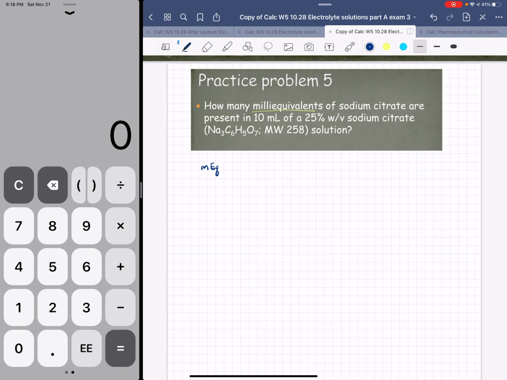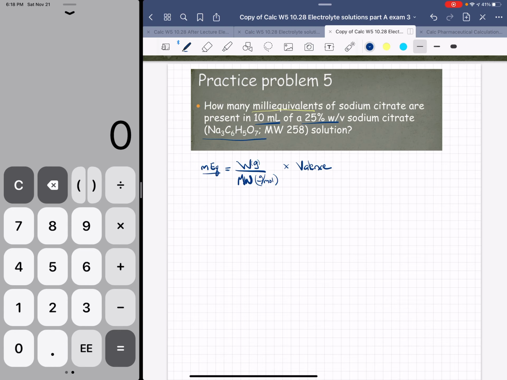set up everything I know about milli-equivalents so that I shall remember long term. So milli-equivalents is equal to weight in grams divided by the molecular weight in grams per mole times the valence. In this particular case, I'm actually looking for milli-equivalents that are in 10 milliliters of this 25% solution.